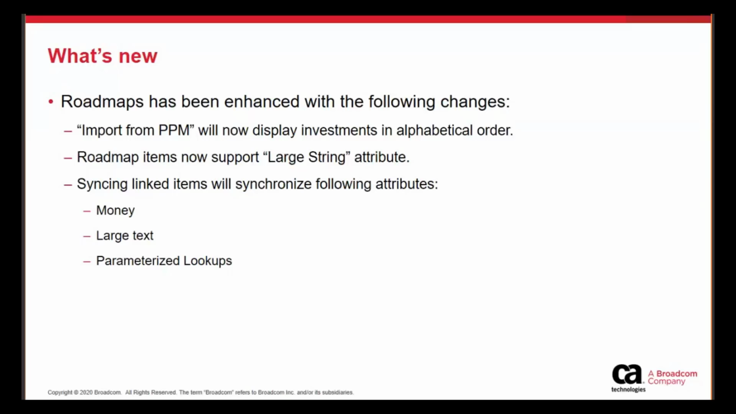correctly. We've also added support for large strings in our roadmap. Customers that are doing planning and have created large strings to capture detailed descriptions in regards to their investments can now have that information defined in the roadmap items. And finally, we now support the ability to synchronize the following additional attributes: money, large text, and parameterized lookups.